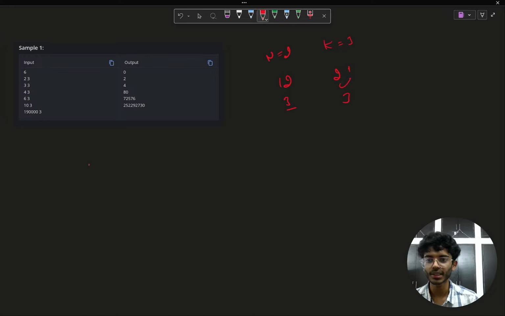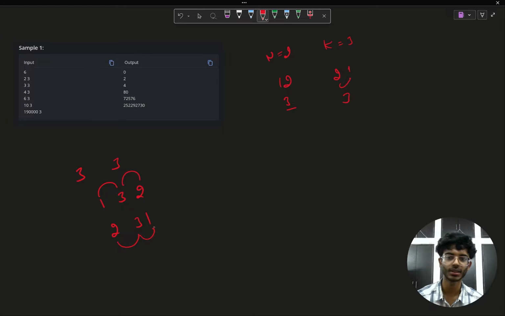Now in the second test case, we are given 3, 3. And the only valid permutations are 1, 3, 2 and 2, 3, 1. Because here 1 plus 3 is 4, which is not divisible by 3. 3 plus 2 is 5, which is also not divisible by 3. And similarly, that is the case here as well. Now you can just try out the rest of the test cases by yourself and I'll move to the solution.